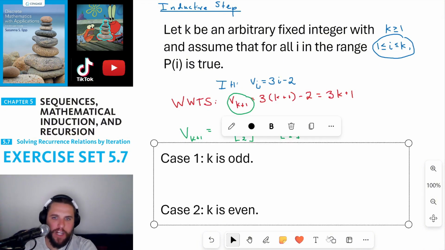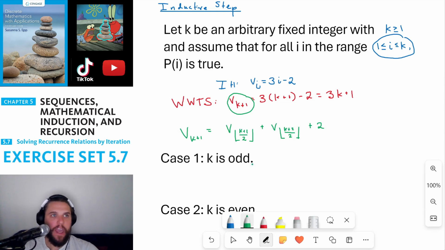So case 1 is going to be k is odd, and case 2 is going to be k is even. If k is odd, then that means k plus 1 is an even integer. And if you divide k plus 1 by 2, since k plus 1 is an even integer, then k plus 1 over 2 is already an integer.